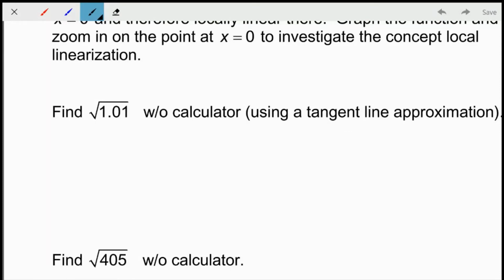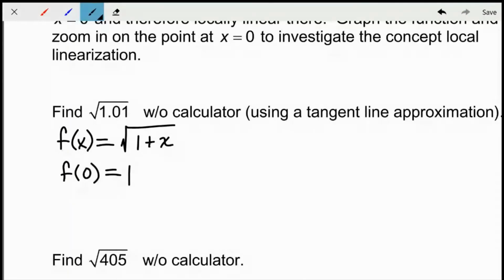So notice they didn't give us a function here that we're trying to approximate. So we have to come up with a function that we're going to use. And what I'm going to do here is say f of x is the square root of 1 plus x. And if that's the case, remember I need to know my point of tangency, and I need to know the slope at that point. Well, if I plug 0 into that, I get exactly 1. And the reason that I chose my function to be the square root of 1 plus x is because 1.01 is very, very close to 1. So I knew that if I took the square root of 1, I could get an exact value. So that's where that came from.